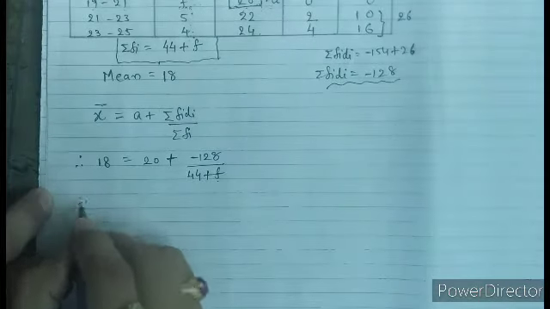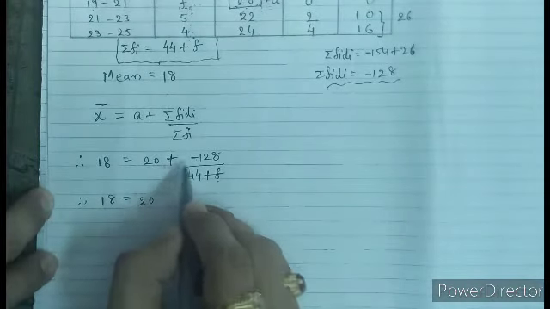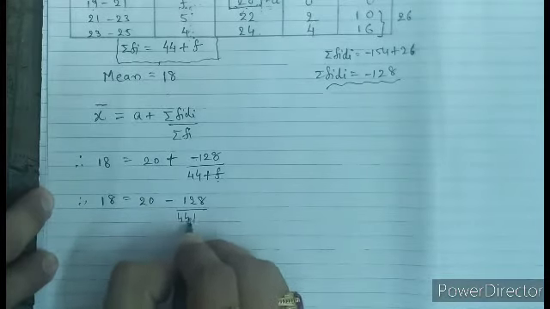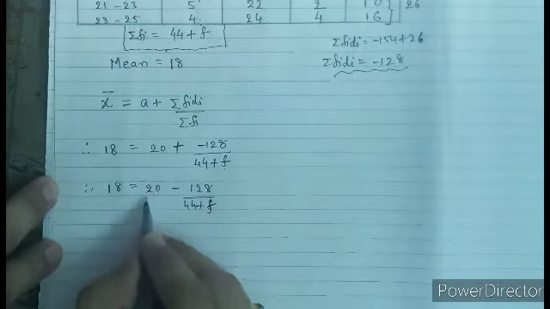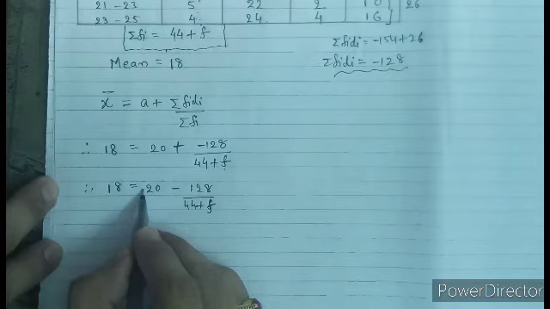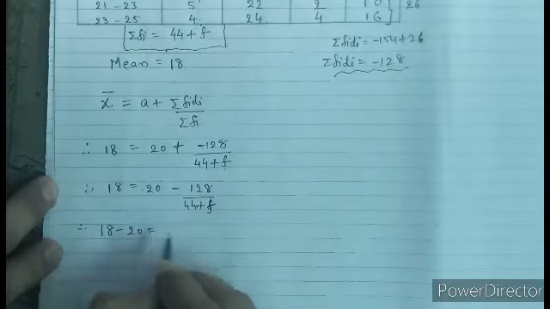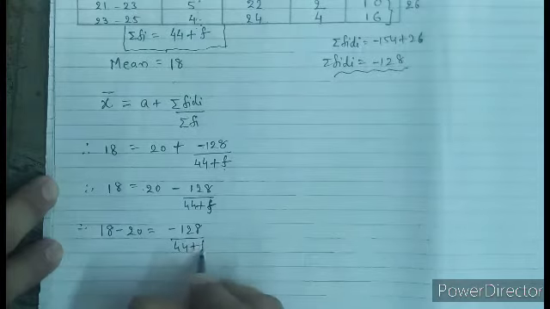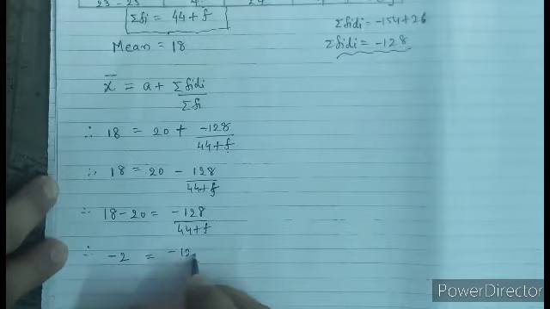Now we can write the next step as 18 equals 20 plus minus 128 divided by 44 plus f. Now as we have to get this value of f, we will send this 20 to the other side. As it is positive on the right side, it will go to the left side as negative. So 18 minus 20 equals minus 128 divided by 44 plus f. 18 minus 20 equals minus 2 equals minus 128 divided by 44 plus f.